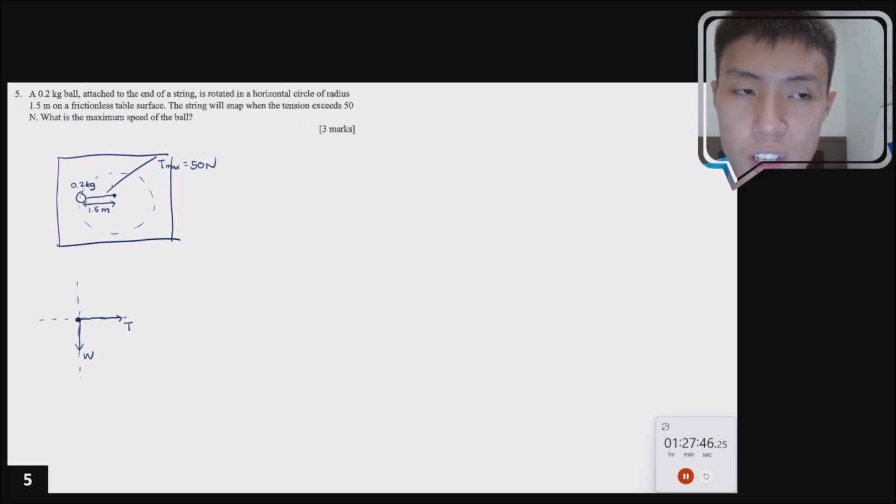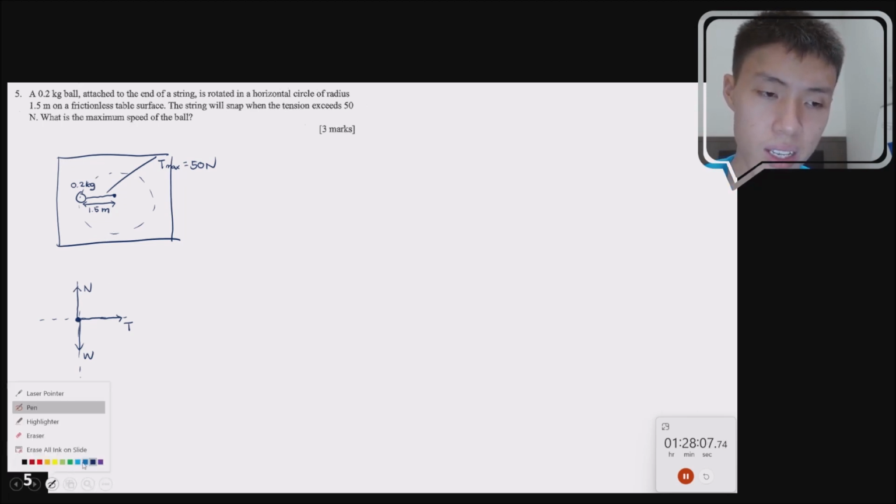Is there any force being explicitly stated in the question? No. Is the ball touching any surface? Yes, it's touching the frictionless table surface, and that will cause the normal force to be pointing up. Then they say it's a frictionless table surface, so there will not be any static friction or kinetic friction. So now this is our free body diagram.